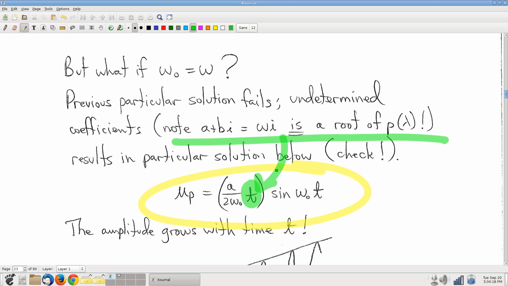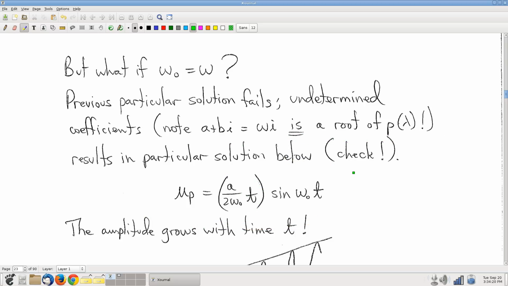Now, there's a bunch of algebra to check here, and students should do this. Students should write down what the form of the particular solution would be and go through and solve for the coefficients. It's not that bad. It's a good exercise. Make sure that you can do that, and then this is the answer that you should come up with. Okay, so now that we know that particular solution, let's ask, what does this look like?